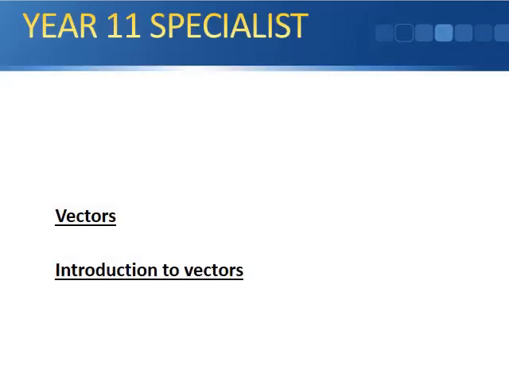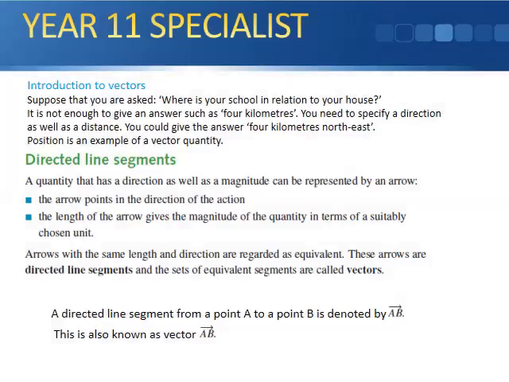Introduction to Vectors. Now there's probably a little bit of information that you need to be told here. A vector really has to specify direction and length. So 4 kilometers northeast is a good example of a vector because it specifies a direction and a length.